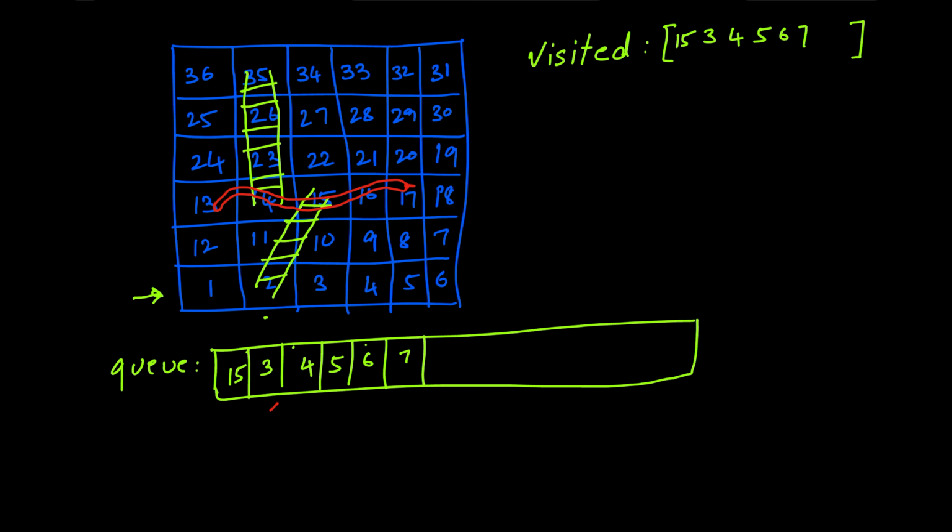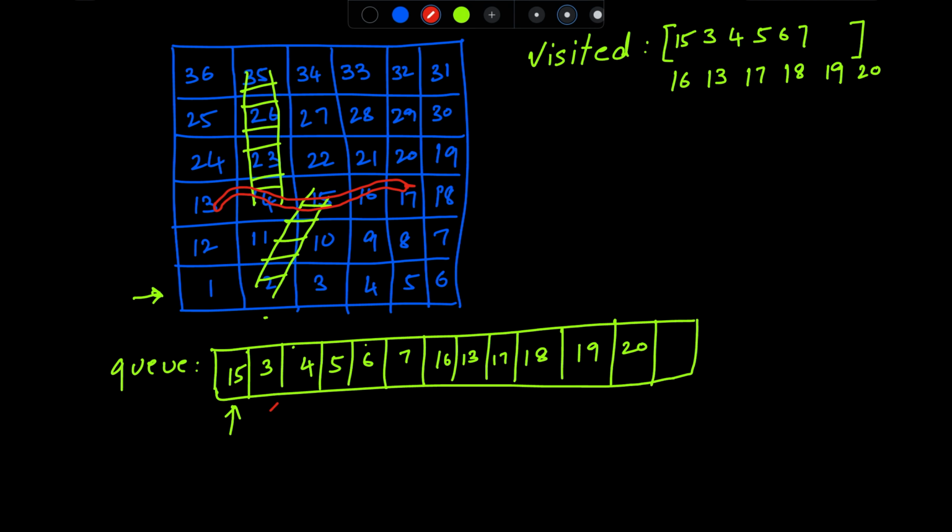And as we are using BFS with a queue data structure, we'll do first in first out. So the next cell that we need to process is 15. Let's add all of the possible cells we can reach after 15 into the queue and also include them in the visited. As there is a snake at 17, I will not write 17 and instead write 13. As 15 is processed, I will remove it from the queue and move on to the next element, which is 3. From 3, we can reach cell 4 onwards to 9.